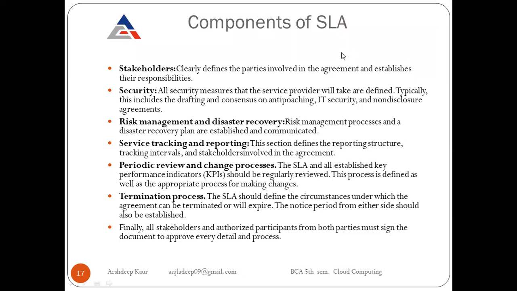And the next component of SLA is stakeholders. Write down the next component, that is stakeholders. It defines the parties, persons that are involved in the agreement and establishes their responsibility. Stakeholder means cloud service provider and the client. So it defines how many parties and who are involved in the agreement and establishes or defines their responsibilities.